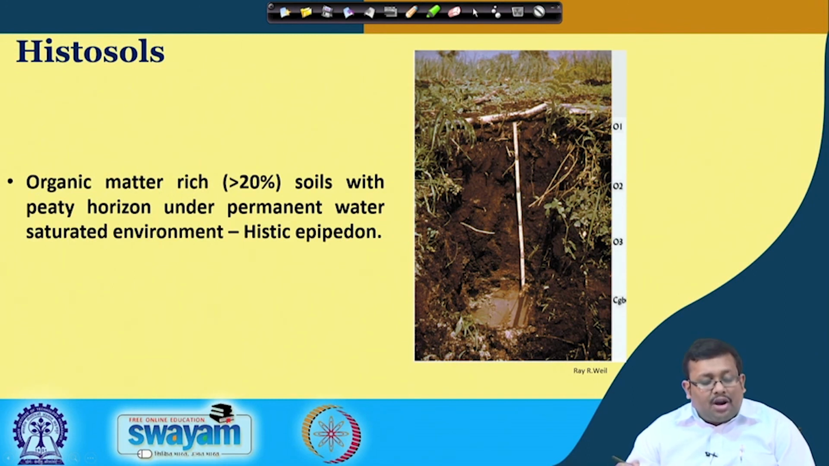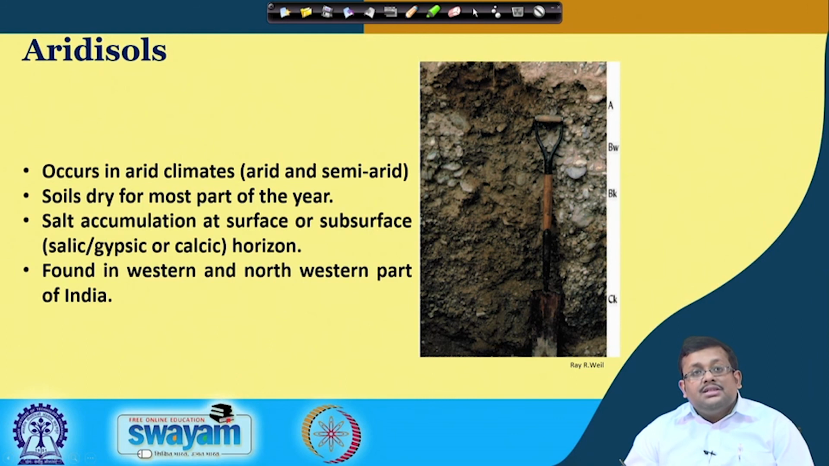Histosols, as the name suggests, are organic matter rich soils, more than 20% organic matter, with peat horizons in a water saturated environment. In other words, when you see the histic epipedon, when the presence of a histic epipedon is evident, then obviously it is a Histosol. Aridisols, as the name suggests, occur in arid and semi-arid climates. Soils are dry for most part of the year. Salt accumulation at the surface or subsurface occurs, forming salic, gypsic and calcic horizons, found in western and northwestern parts of India, especially in the Gujarat and Rajasthan area.